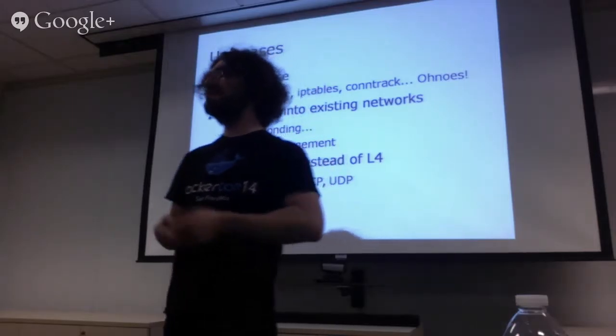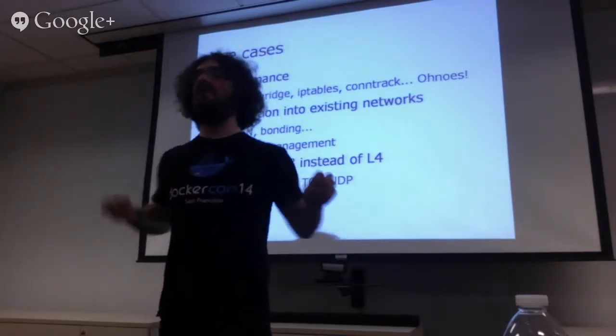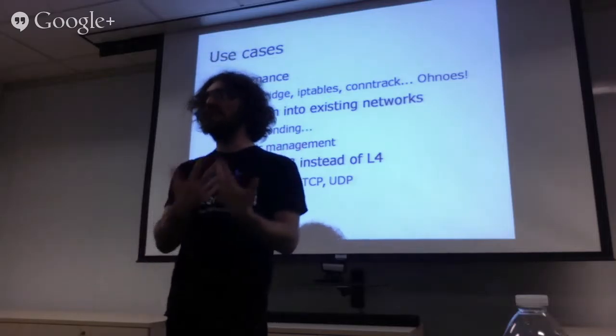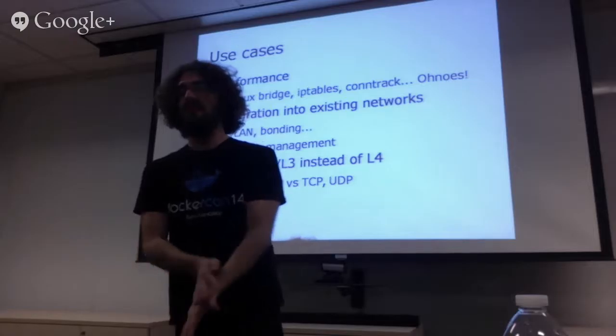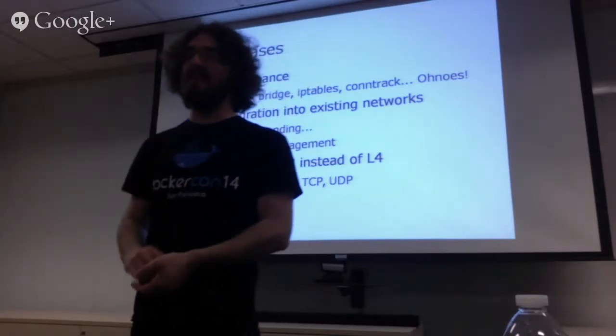Currently, by default, Docker is level 4. You expose a TCP port or a UDP port. You don't really expose a container with an IP address. Some people want that. And there was also the performance side of things.